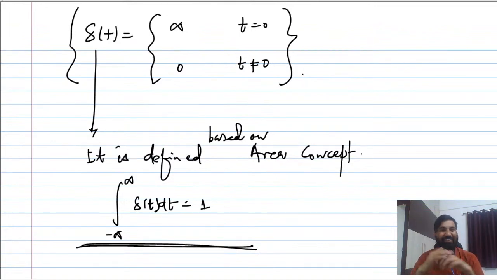Okay, so how to obtain an impulse? Keep this in mind. We cannot obtain an impulse in the lab. Why? Because in 0 time you cannot produce infinite force. Okay, you have to keep this in mind always.